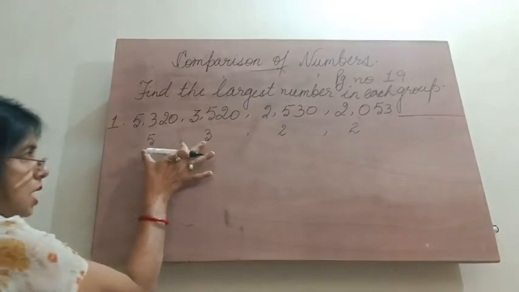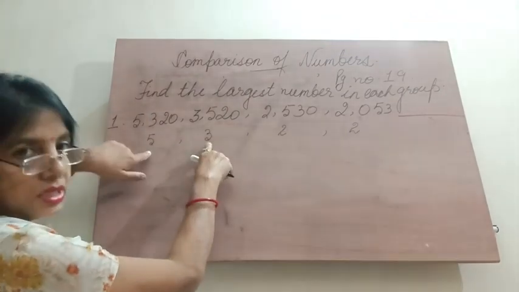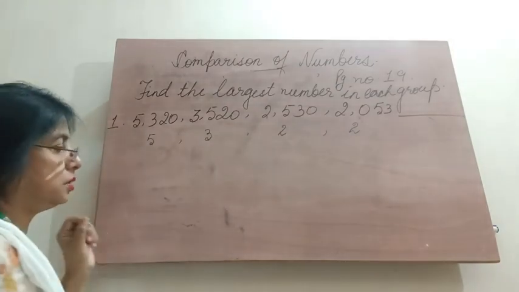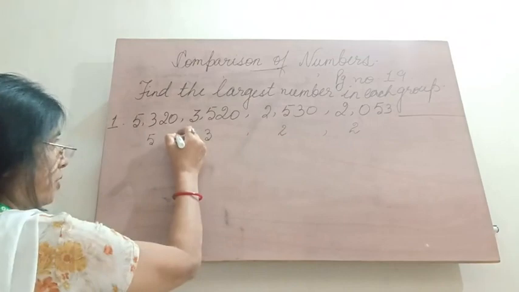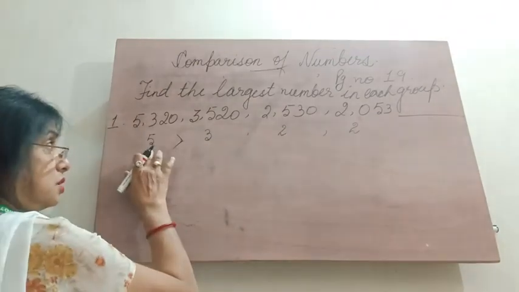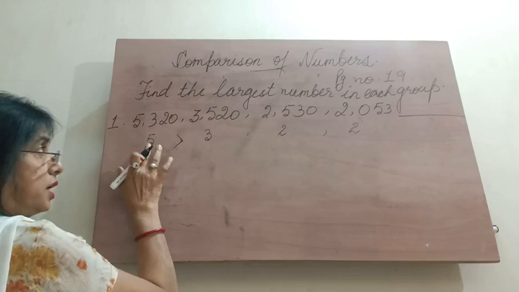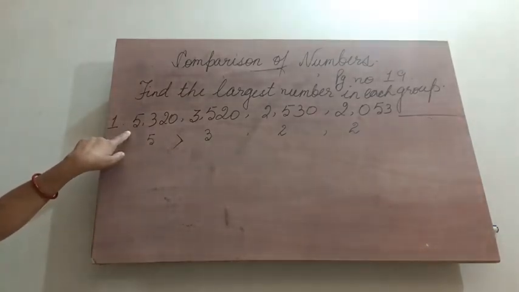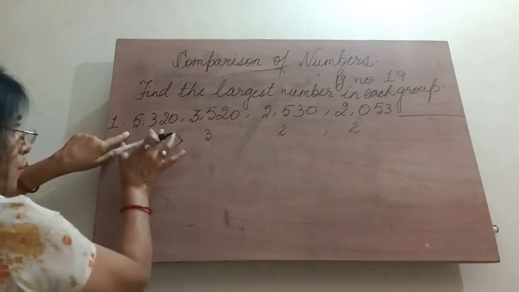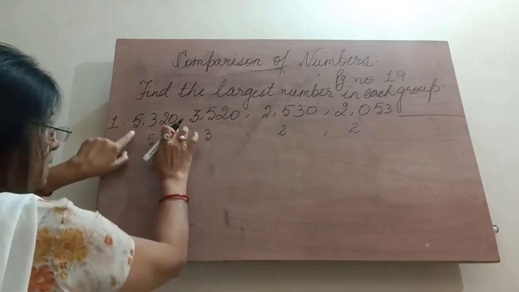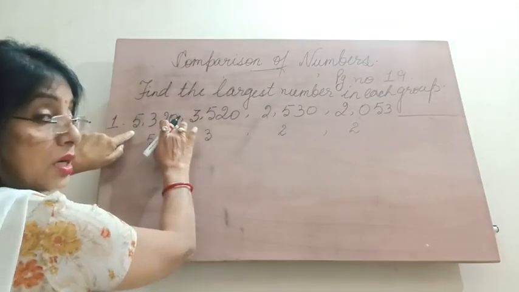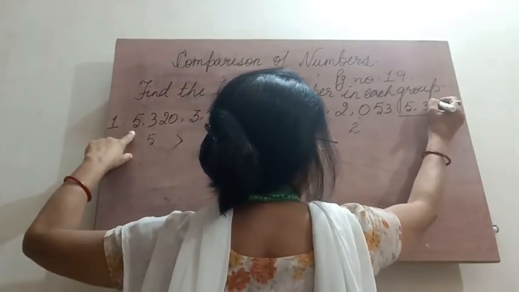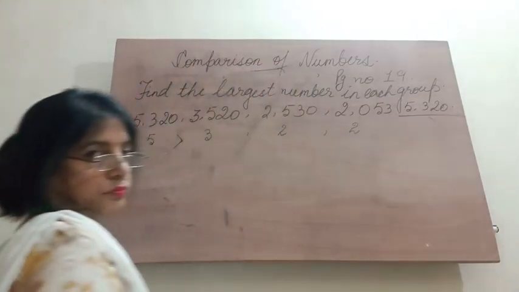Leave it. Now the comparison will be between these two different numbers. Here it is 5 and this is 3. Which number is greater? Obviously 5 is greater. Clear to you? So in which number will you get the digit 5? Obviously in the first number. Yes or no? Yes. So 5 is greater, so this number has become the largest one. And here you have to write it down. Clear to you? Yes or no?